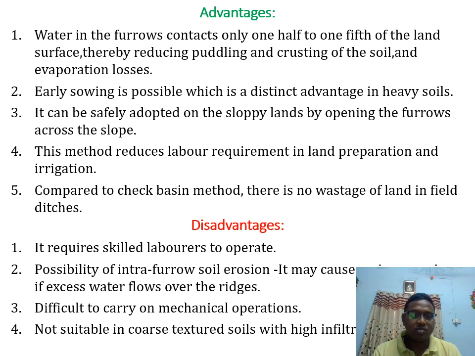Then there is the possibility of intra-flow in furrow irrigation. The water will flow only through the furrow. Depending upon the slope, it may cause serious erosion if excess water flows over these ridges. This erosion will cause the loss of fertile soil, so we have to take care of that. The furrow slope should be minimum.